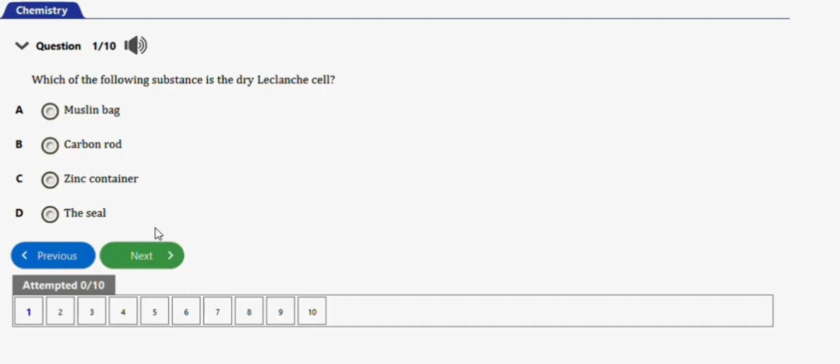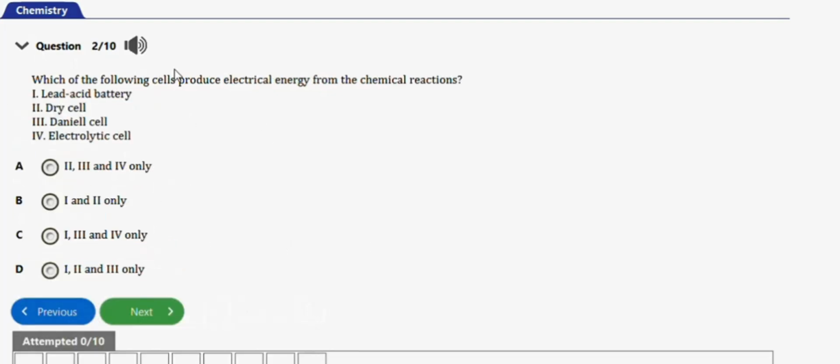Okay, so the next repeated question will be this one. It says, which of the following cells produce electrical energy from chemical reactions? So we have lead acid battery, dry cell, Daniel cell, electrolytic cell. So the right answer to this question will be the one that has lead acid battery, dry cell, and Daniel cell. So we have it to be option D. So electrolytic cell does not produce electrical energy from chemical reactions, so it's an exception.